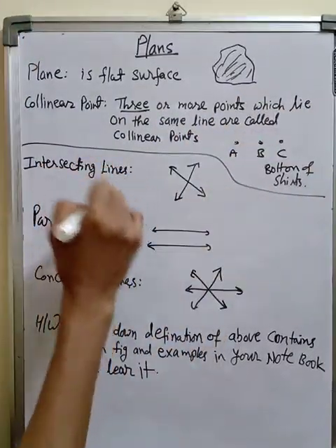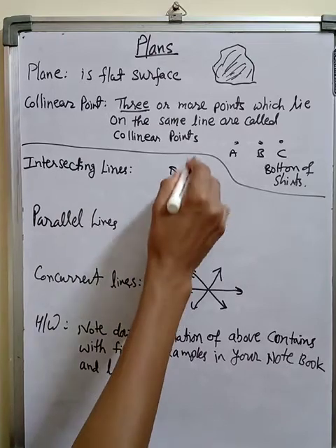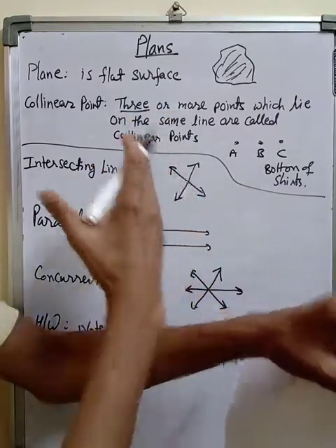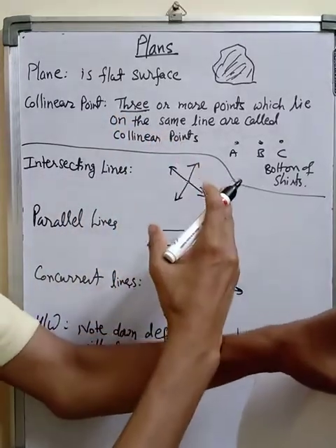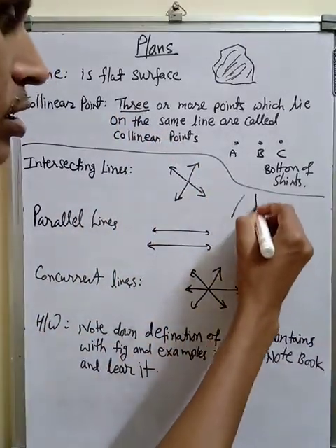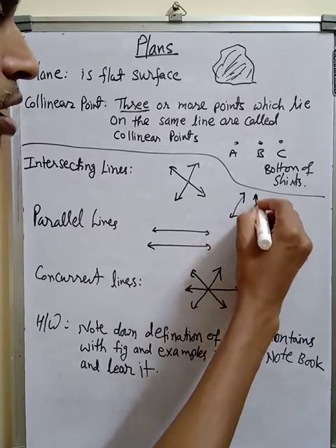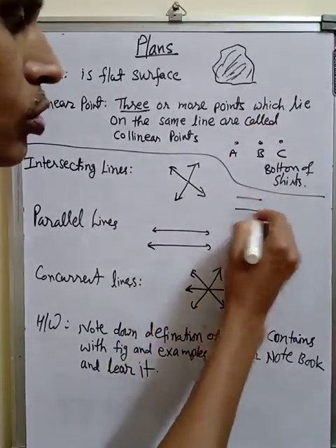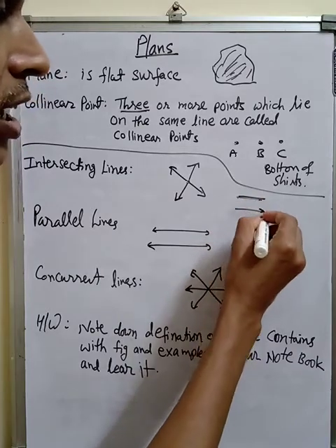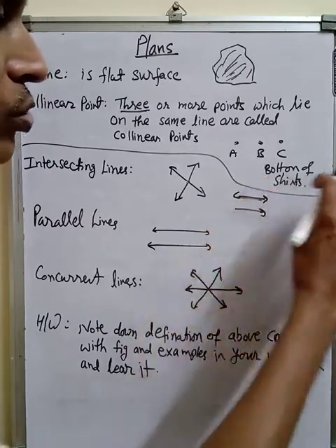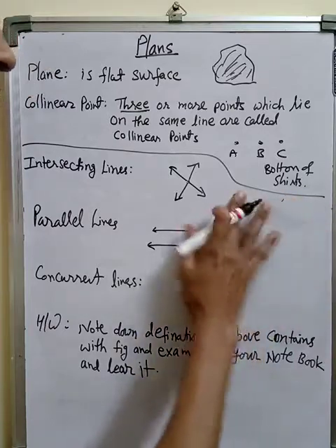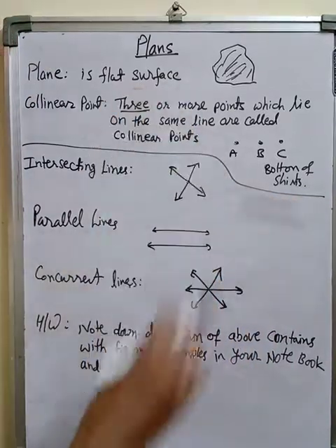Next is intersecting line. Intersecting line means two lines are called intersecting if they cut each other. Whenever they cut each other means intersecting. You see this. This is also intersecting line because when we extend them they will cut. And these two, these are not intersecting line because when you draw these two they will not intersect. So this is not intersecting line. So this is the intersecting line.